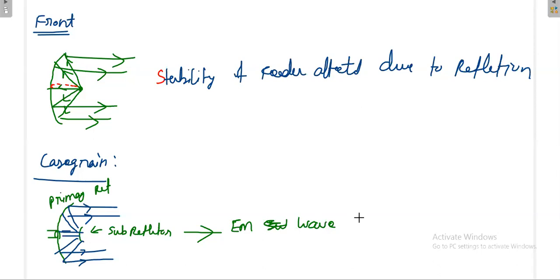Waves stopped by the sub reflector. Then to overcome this issue, we have the offset feed. Okay, we have an offset feed.